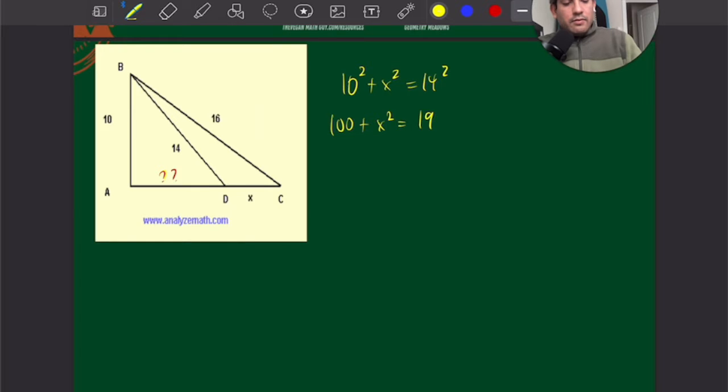This is where I feel like I'm a genius because I know these perfect squares. Okay, x squared is equal to 96. And now I'm going to go ahead and take the square root of 96. And that's about 9.8.